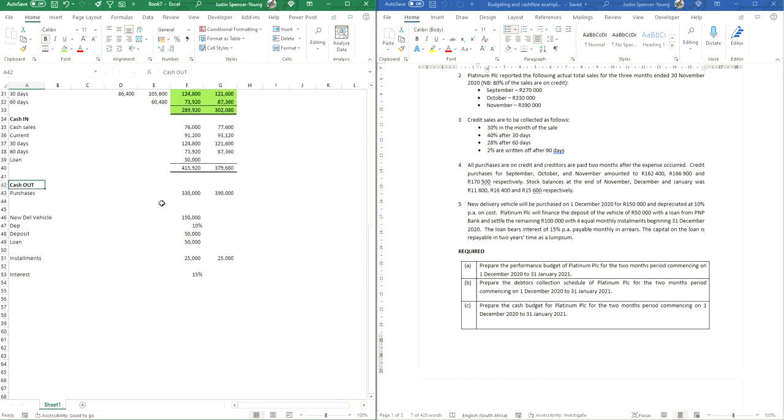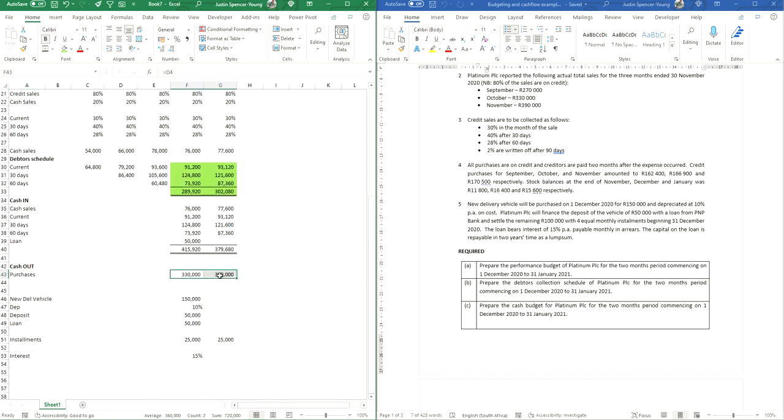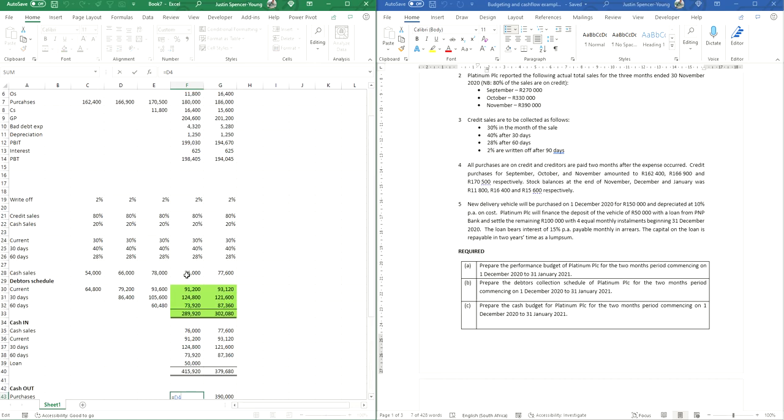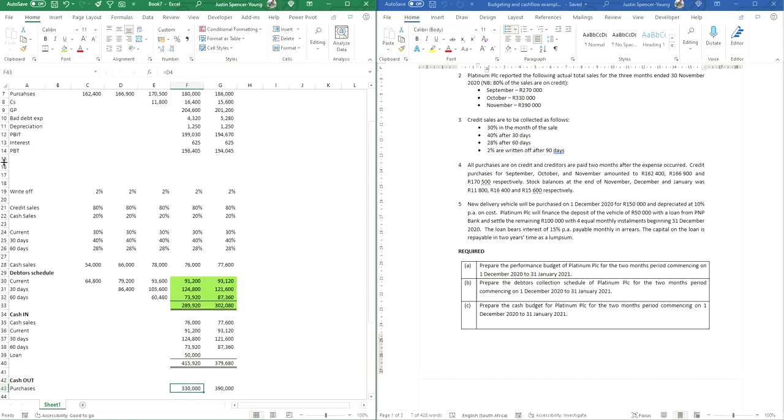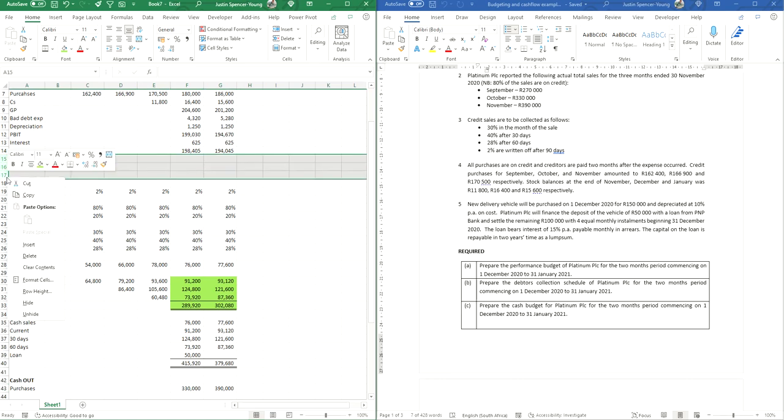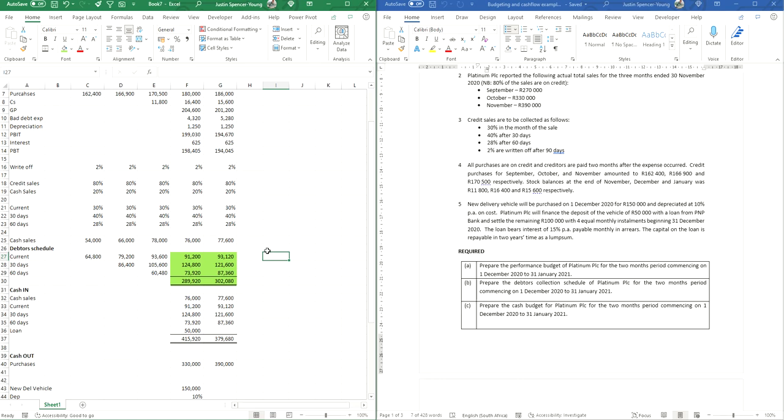And part of the cash out was some purchases. We've already done that. Fantastic. Let's just check that. Where did that come from? That came from back here a couple of months ago. Let's just squeeze this up a little bit so that we can see what's going on here.